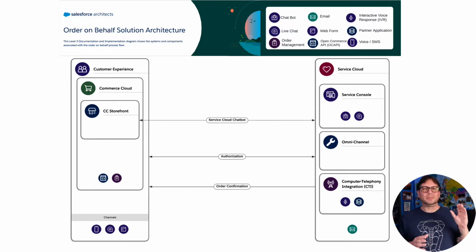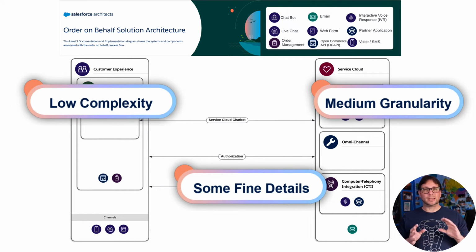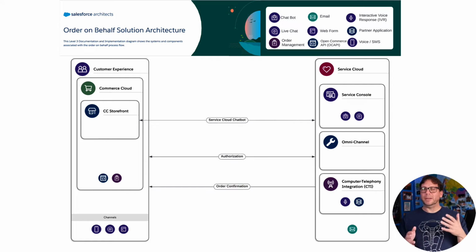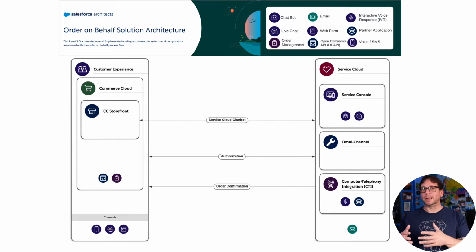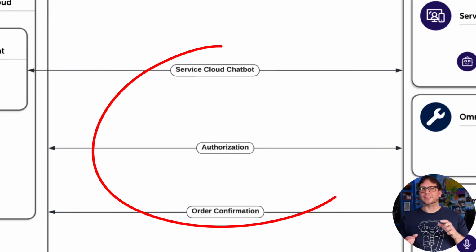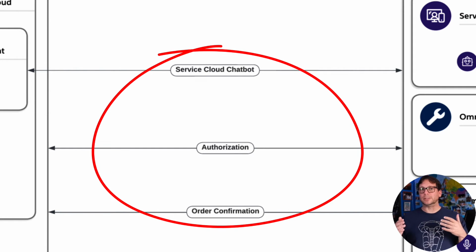Level 3 diagrams have low complexity. We're not showing very much here, but they do have a medium amount of granularity and a medium amount of fine details. So definitely more granular and fine grained than a Level 2, and definitely more than a Level 1. You would present a Level 3 diagram to technical stakeholders and delivery teams and people that are actually going to be responsible for building a solution mostly. And this type of diagram is going to show things like the system interactions that support a specific process.